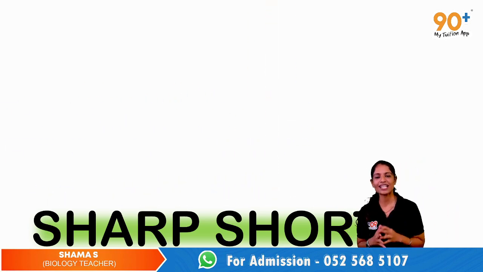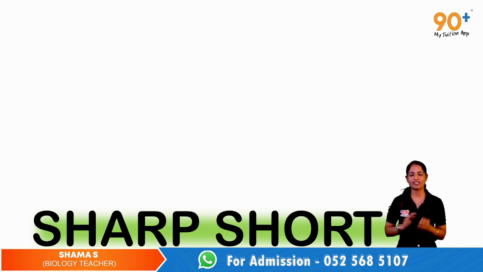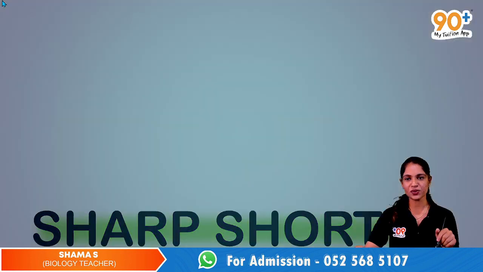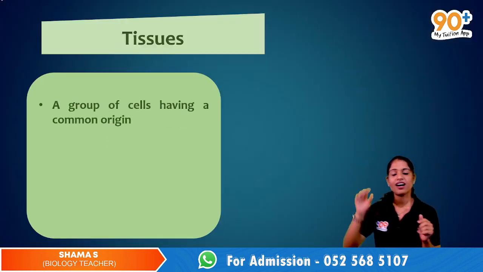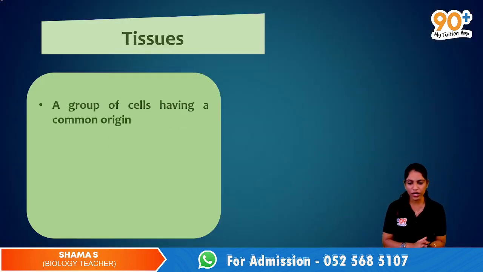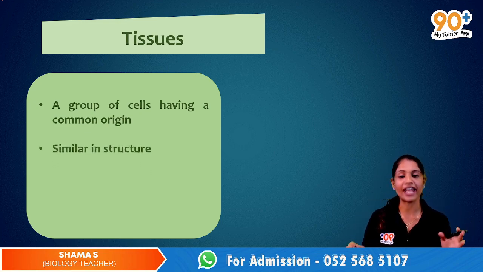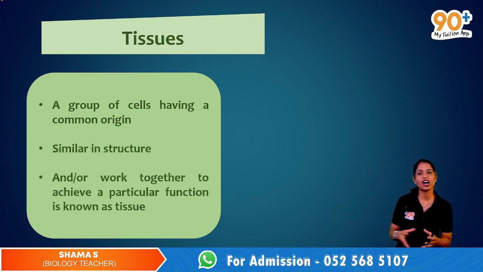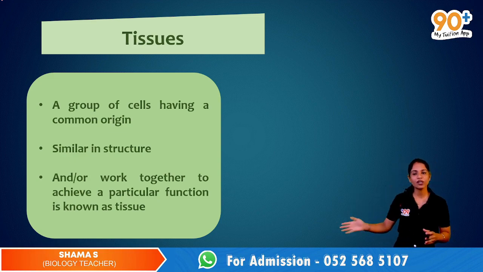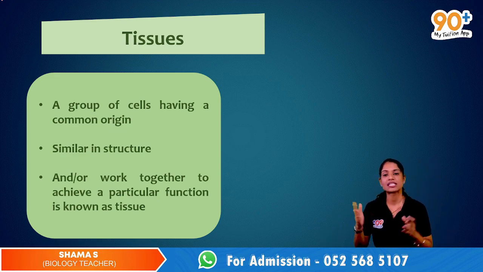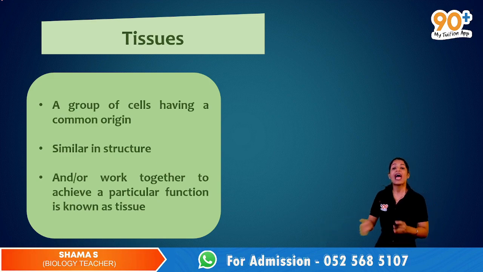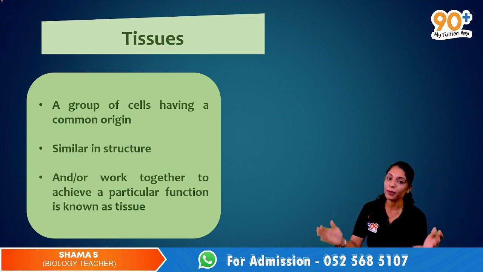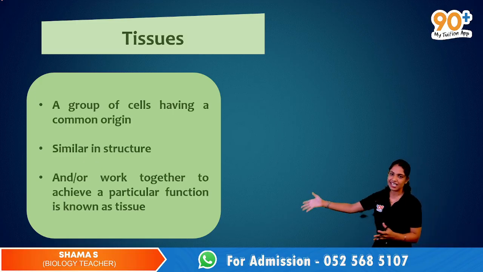So we all know that cell is a fundamental unit of life. Now what are tissues? Let us see. A group of cells having common origin forms tissues, okay, and they are similar in structure and work together to achieve a particular function, and that we call tissues. So the cells which have a common origin and similar structure and are specialized to perform a common function, we call it tissues.